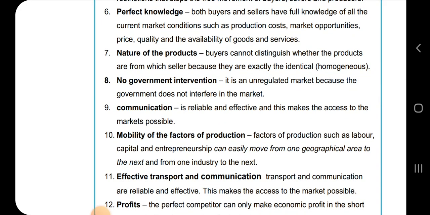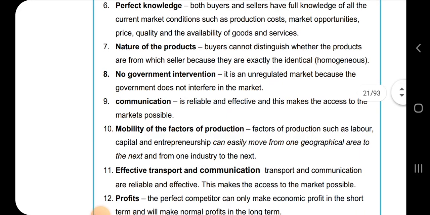And then nature of products. Buyers cannot distinguish which product is from which seller because they're exactly identical. Okay, so you buy lettuce from this store and buy it from store B, you can't distinguish because they are the same.